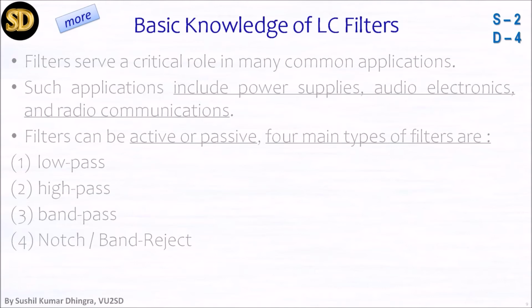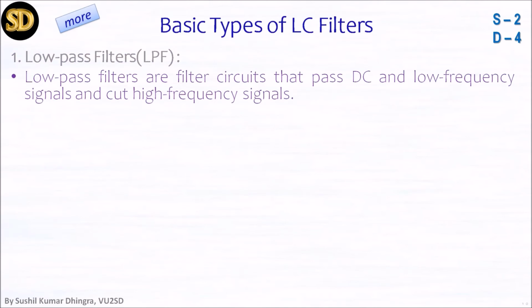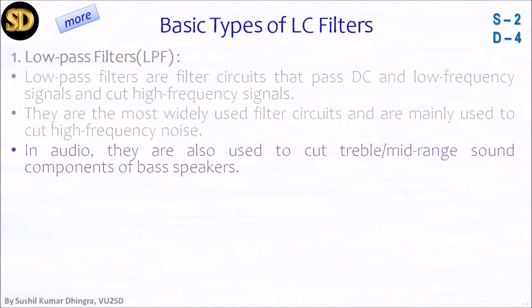Going into detail, first, the low pass filter. Low pass filters pass DC and low frequency signals, and high frequency signals are stopped. They are the most widely used filter circuits and are mainly used to cut high frequency noise. In audio, they are also used to cut treble and mid-range sound components of bass speakers.